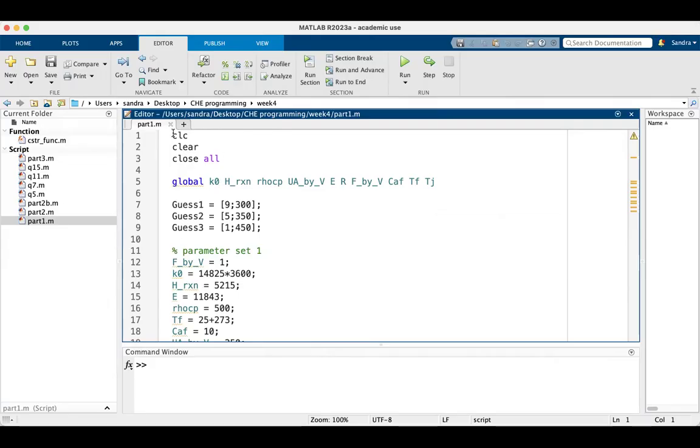To begin with, you have the basic commands for clearing the screen, clearing the workspace, and closing all the figures. Then you have something called global variables. If you are declaring a variable, by default what we have is a local declaration.